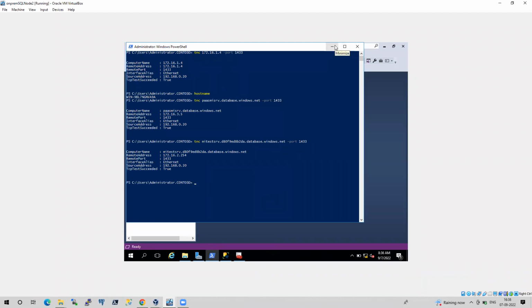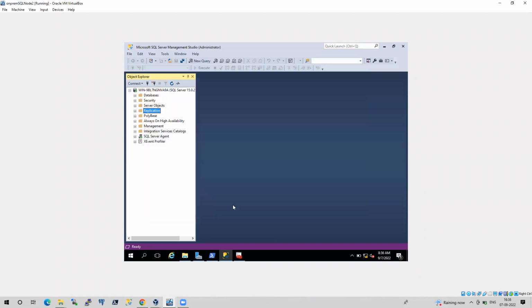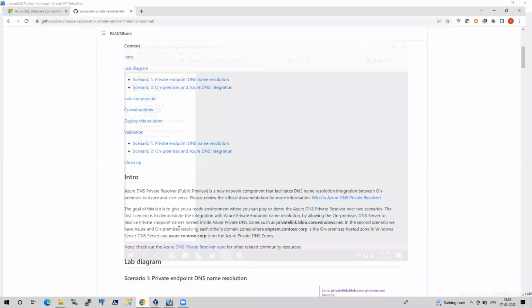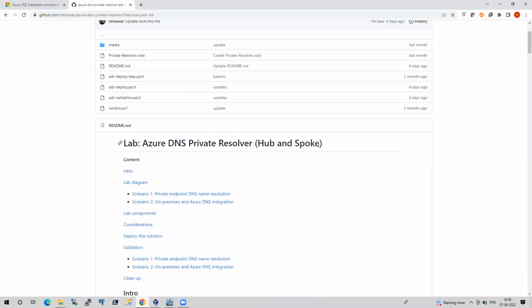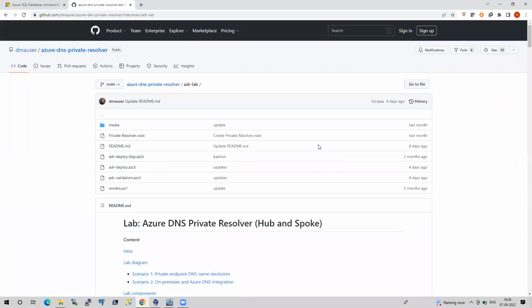It's nothing great. I just added the server to the domain, and now this is an on-prem server. Okay. So behind the scenes, what I have done is I made use of DNS private resolvers, and Revant was asking me a few questions today. So I would like to talk about those questions.